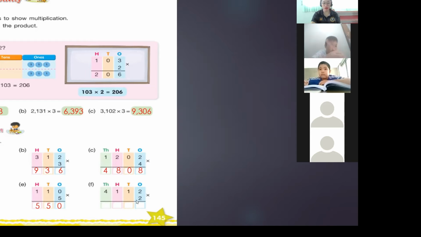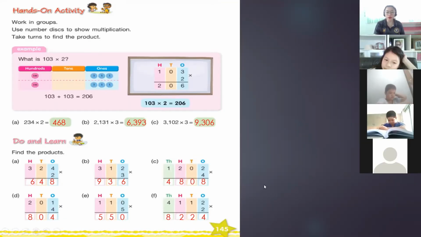Okay, and letter F, we have 4,102 times 2. So let's multiply from the ones place going to the thousands place. So 2 times 2 is 4. 2 times 1 is 2. 2 times 1 is 2. And 2 times 4 is 8. So the product in letter F is 8,224. Okay, so if you are finished, let's proceed to the next activity on page 146.